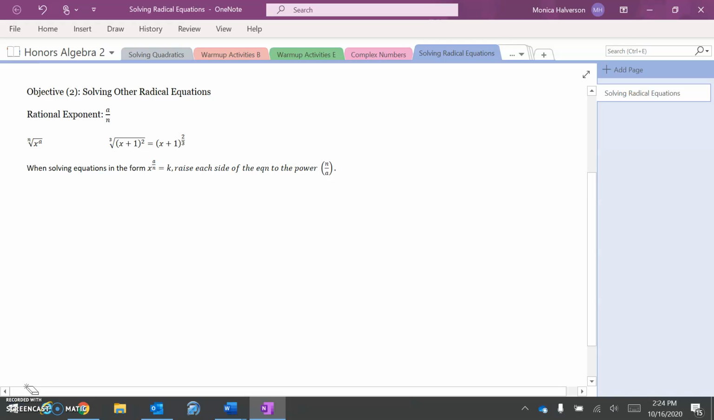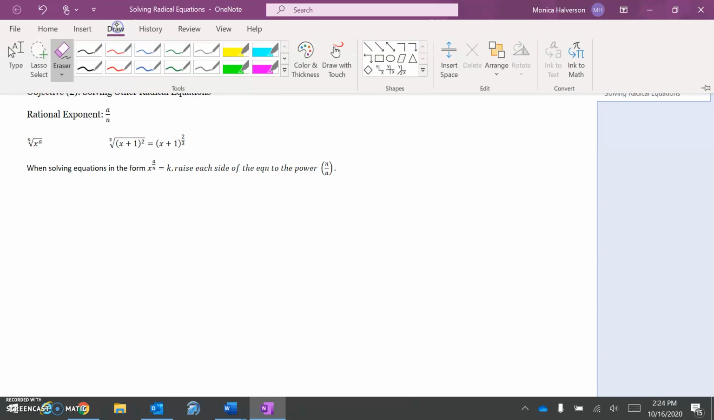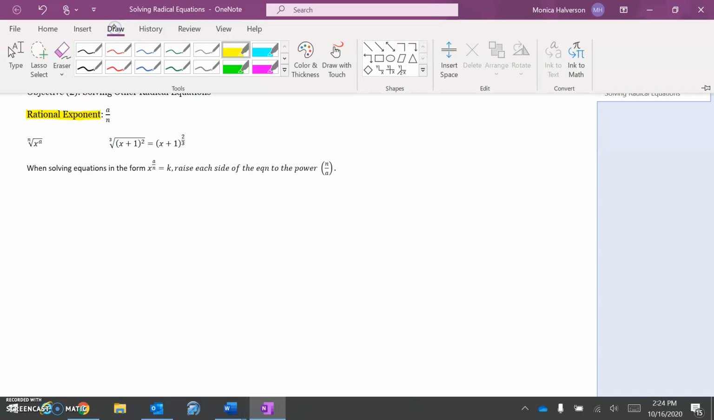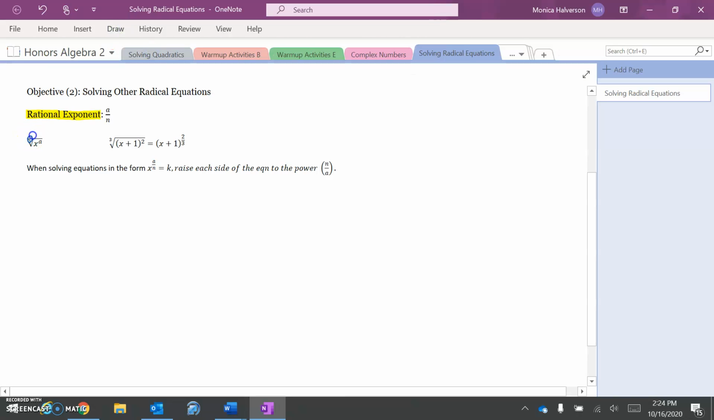So now that we've solved square root equations, we need to solve other types of radical equations. And this could be third root, fourth root, fifth root. It could also be radical equations written with their rational exponent. And so we need to review what a rational exponent is. And a rational exponent is an exponent in fractional form. So a over n. What does that rational exponent represent? Well, n represents the index number on a radical, and a represents the exponent on the radicand.